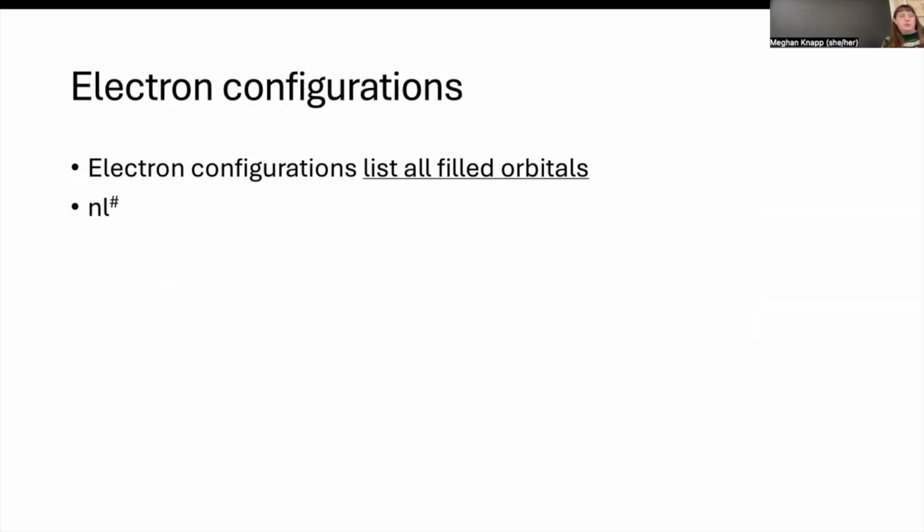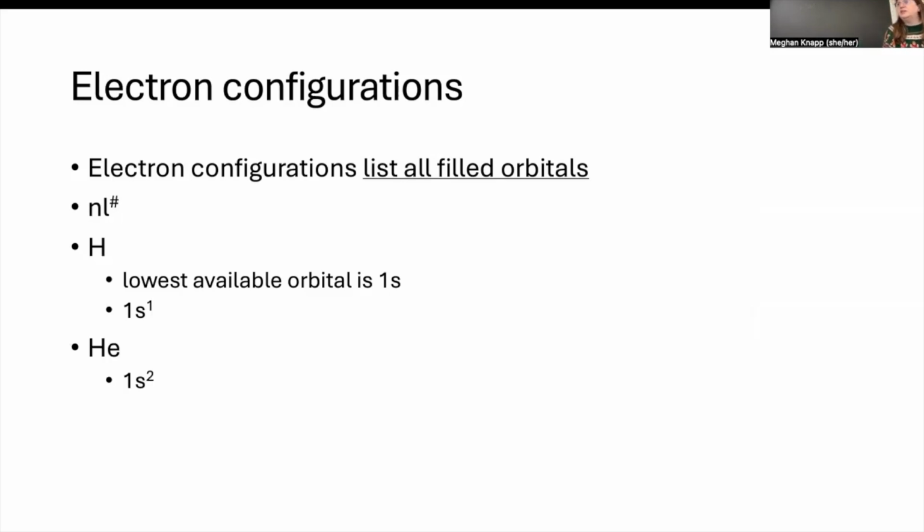So for hydrogen that we just saw, it was in the 1s orbital, and there was only 1 electron. So we would write 1s1. For helium, there were 2 electrons. So we just changed that 1 to a 2. 1s2. Okay, so it's a shorthand way that we don't have to draw out the whole diagram.